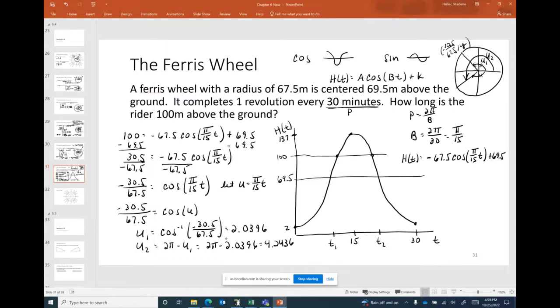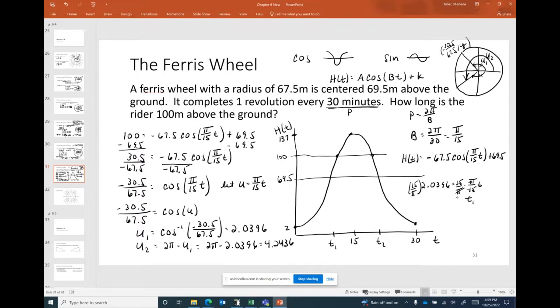We've got our two u values. We have to undo the u substitution. So u1 is pi over 15t, right? So 2.0396 is equal to pi over 15t. To solve for t, we're going to multiply both sides by 15 over pi, of course.